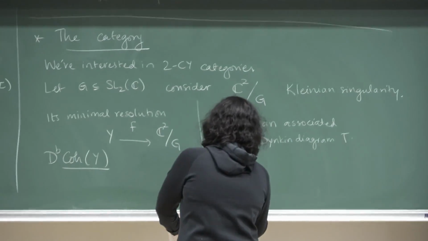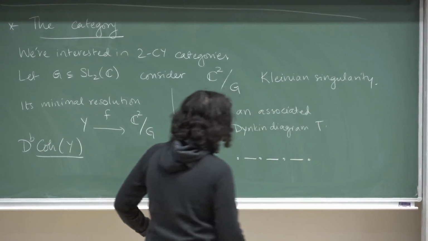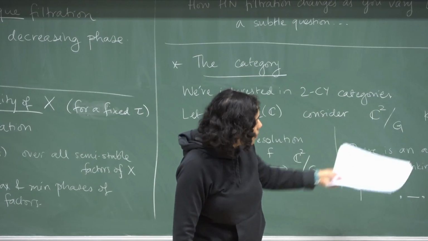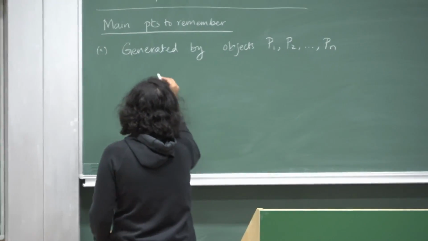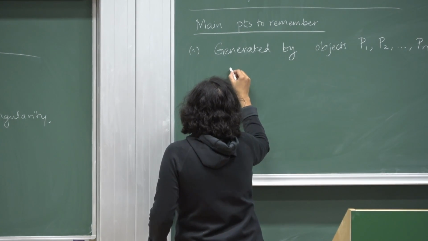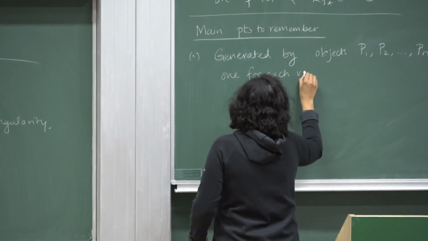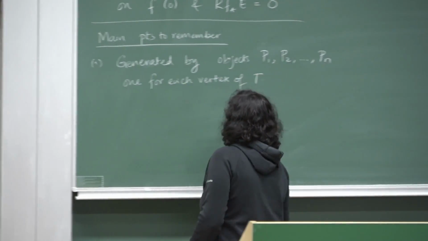So gamma looks something like this. So this would be a type A Dynkin diagram. And there's one generating object for each vertex here. So it's generated by objects P1 through Pn, one for each vertex of gamma. Okay.